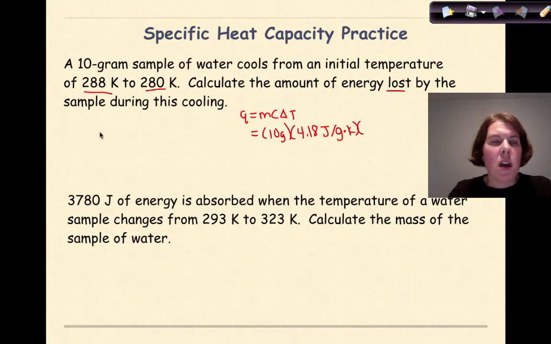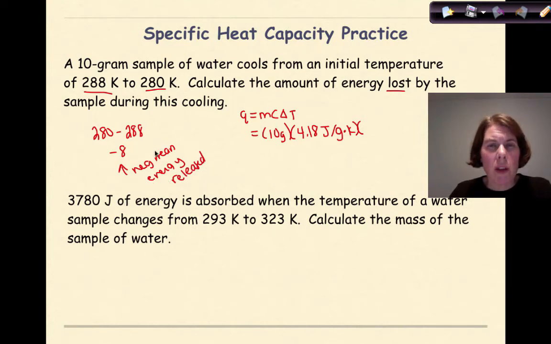And then my delta T. So my temperature final is 280. My temperature initial is 288. So when I subtract those two, I'm going to get a -8. And all this negative means energy released. So energy is going to be released rather than absorbed. So don't worry about the negative.